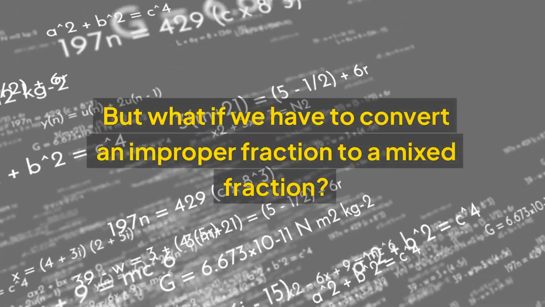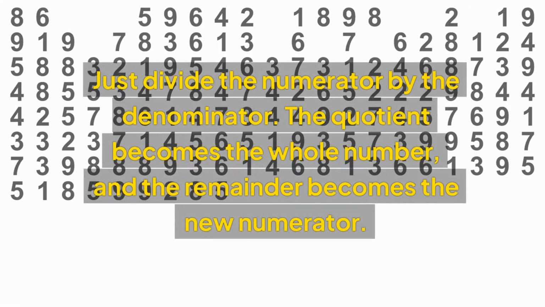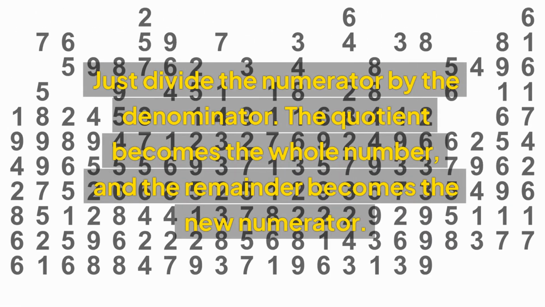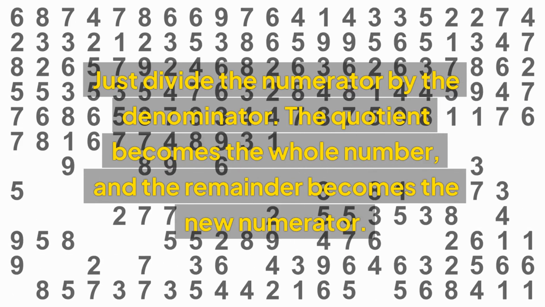But what if we have to convert an improper fraction to a mixed fraction? Just divide the numerator by the denominator. The quotient becomes the whole number, and the remainder becomes the new numerator.